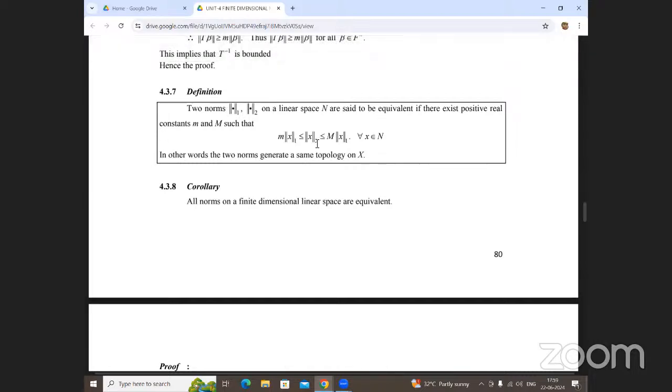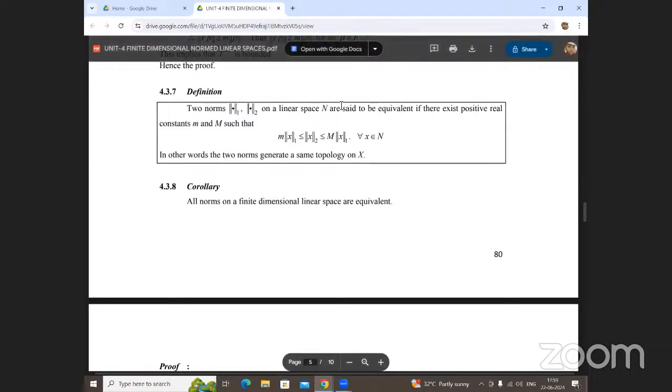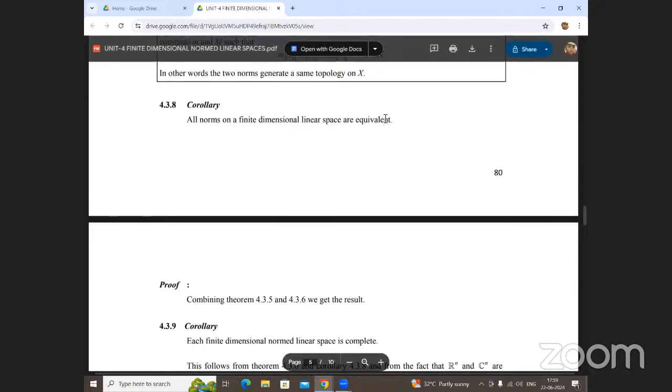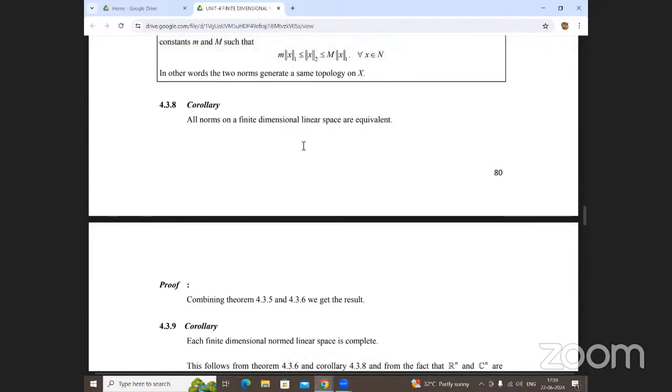Equivalent means the second norm lies between the first norm times the small m value and the first norm times the capital M value. That's why two norms generated here give the same topology on capital X. Now, this is also one: all norms on a finite dimensional linear space are equivalent. Students, listen carefully. All norms on a finite dimensional linear space are equivalent. All norms means norm x1, norm x2, and so on.